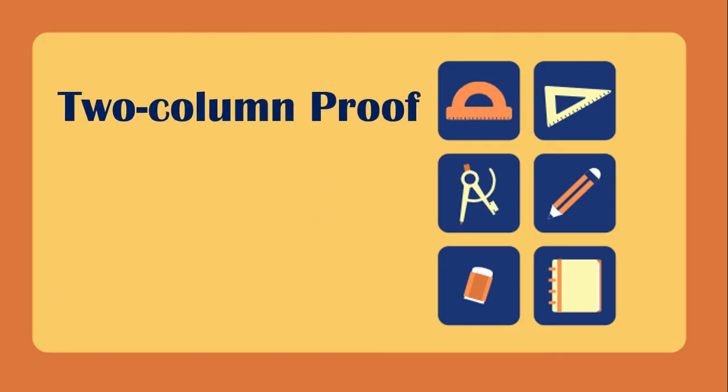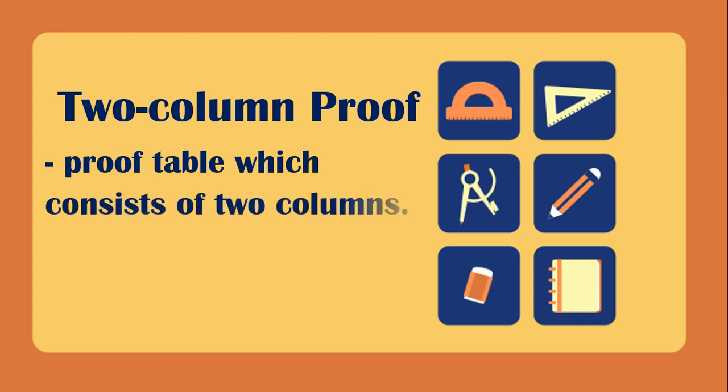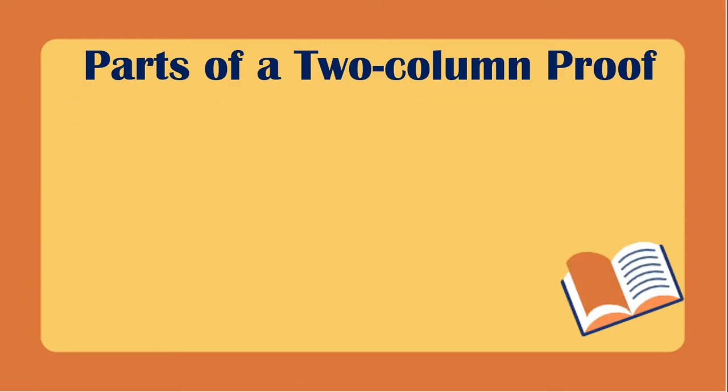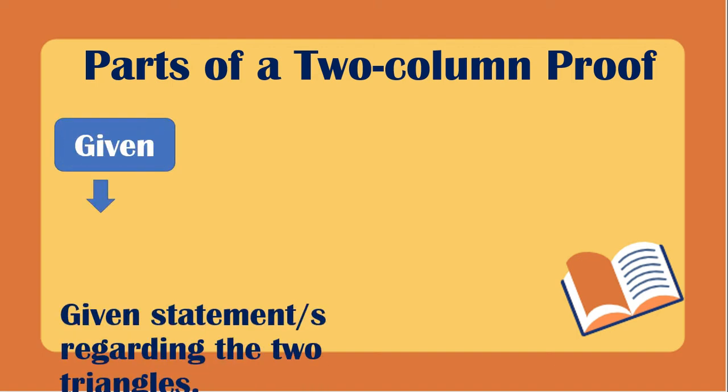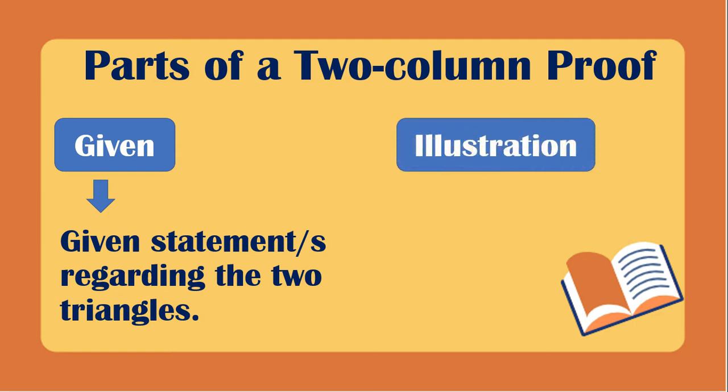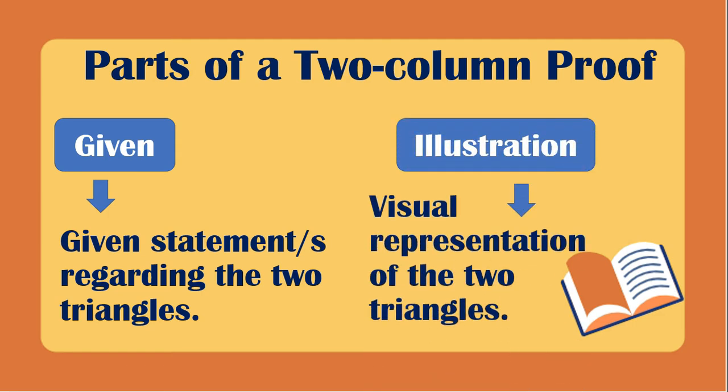We will use two-column proof to prove that the two triangles are congruent. When we say two-column proof, it is a proof table which consists of two columns. So these are the parts of the two-column proof. First, we always have the given. This is the given statement or statements regarding the two triangles, and then we also have the illustration, which is the visual representation of the triangles.